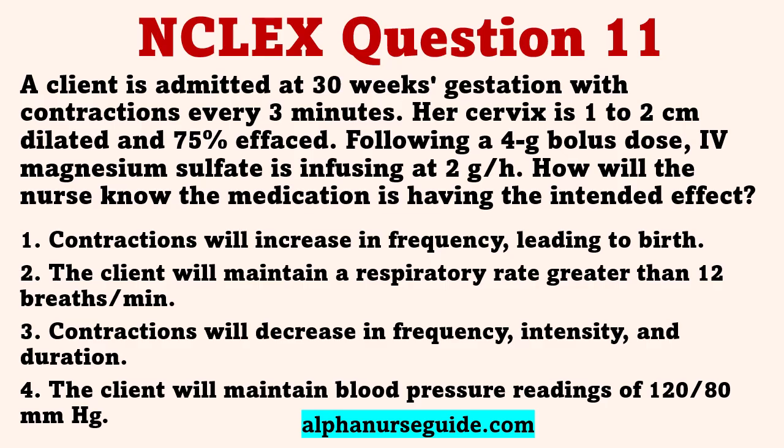Respirations lower than 12 breaths per minute may indicate magnesium sulfate toxicity. Another use of magnesium sulfate is to treat preeclampsia by preventing seizures and, secondarily, lowering maternal blood pressure. However, in this scenario, preterm labor, not preeclampsia, is being treated.